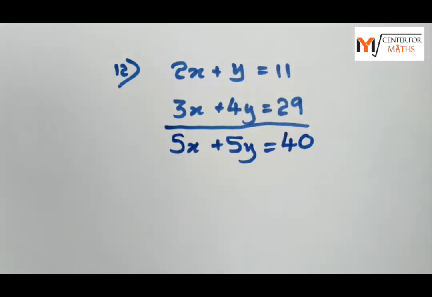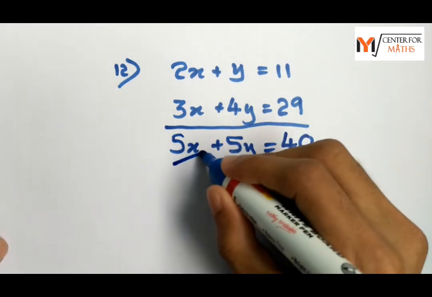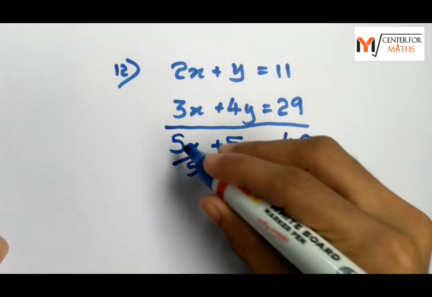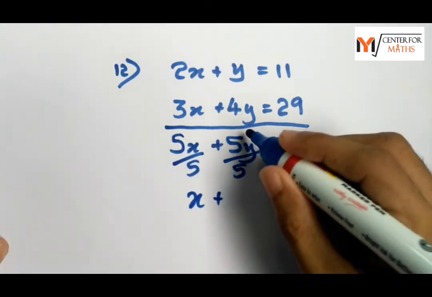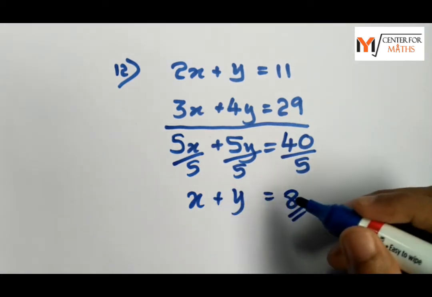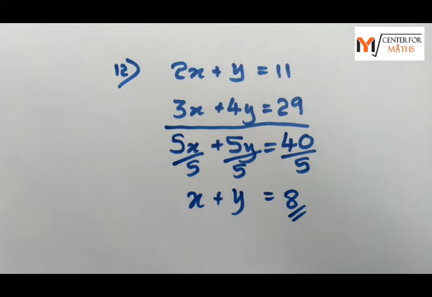Now you can see both the coefficients are the same. So to cancel them, we can divide all by 5. So 5 to 5 cancel, then x plus again 5 to 5 cancel, y equals 40 divided by 5 is 8. So the sum of x and y is equal to 8. And moving to question number 13.